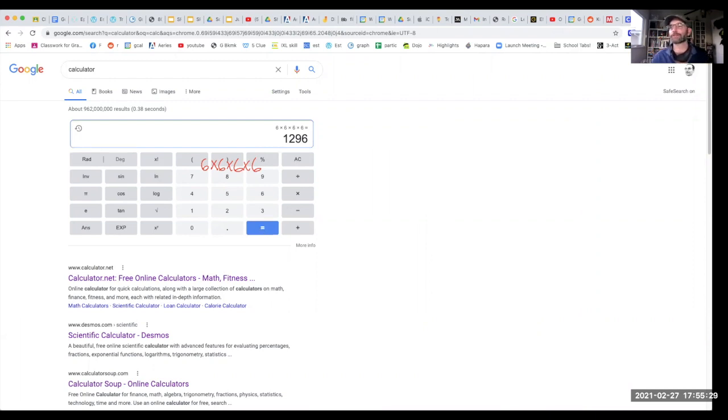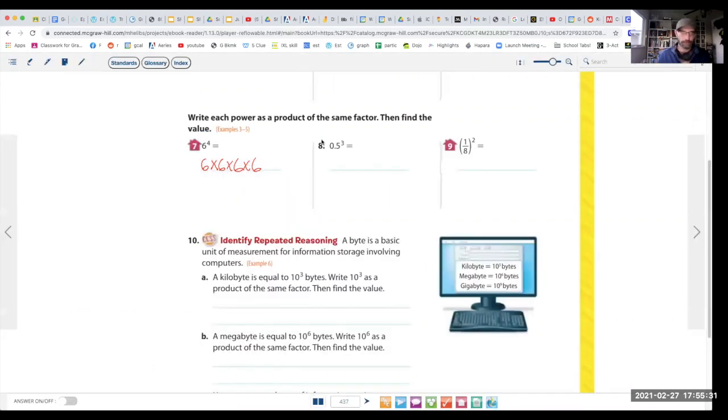1,296. And that's what you should have, 1296. Now it's a big multiplication problem. One way you can do this is you can say 6 times 6 is 36, and this 6 times 6 is also 36, and then you can multiply 36 times 36, which is 1,296, or you can just multiply them one at a time. They're both fine.